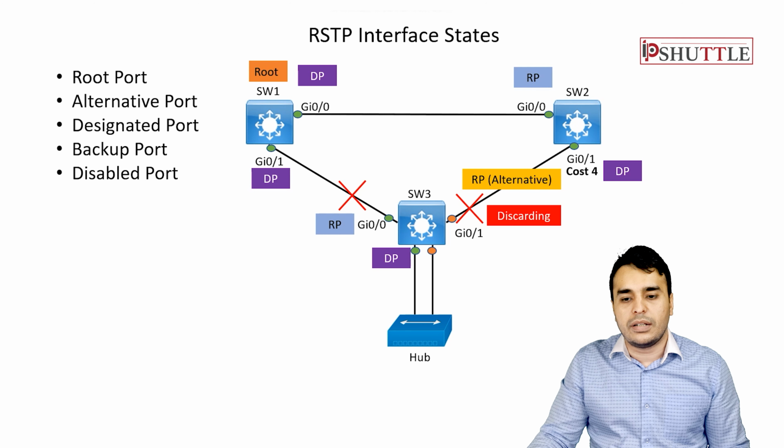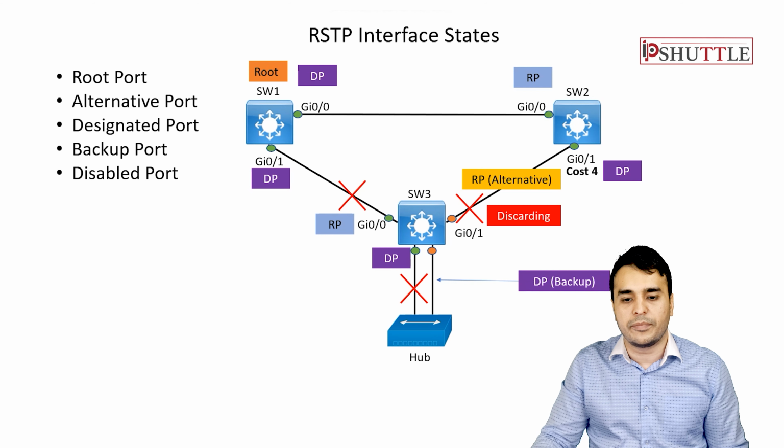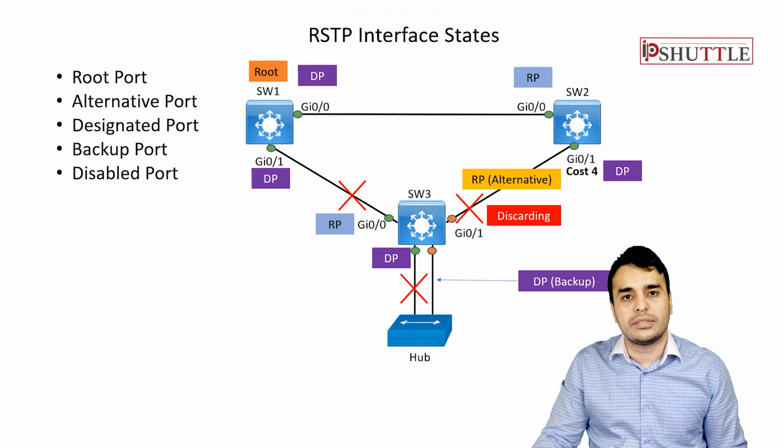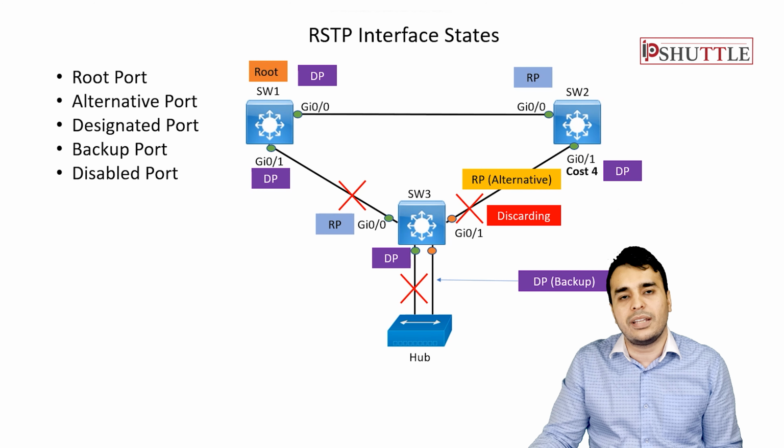If it is a designated port, they introduced backup ports. In case this one goes down, it will automatically activate the designated port from the other side. The blocking state, if you remember, is now called the discarding state, which acts the same.